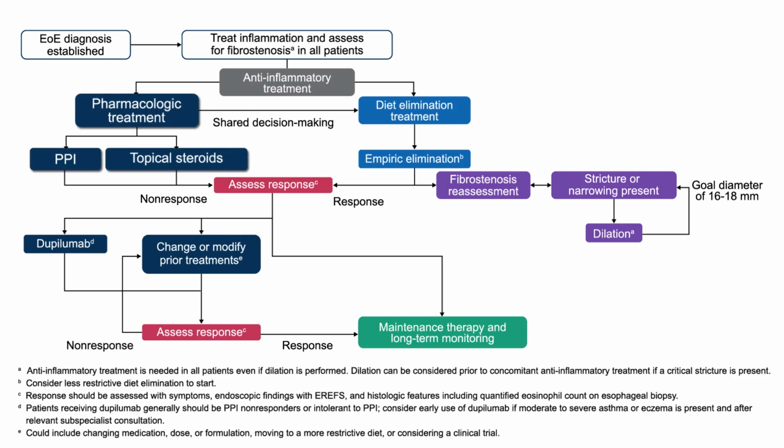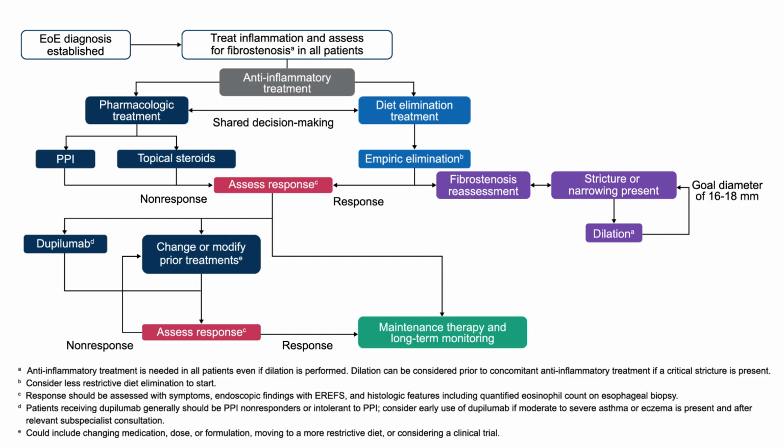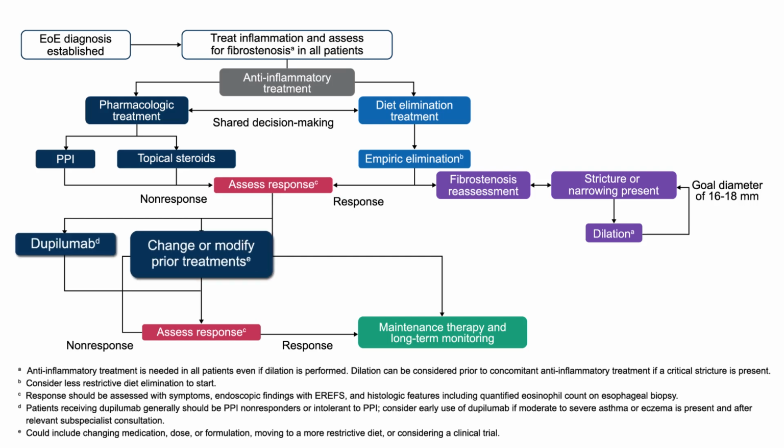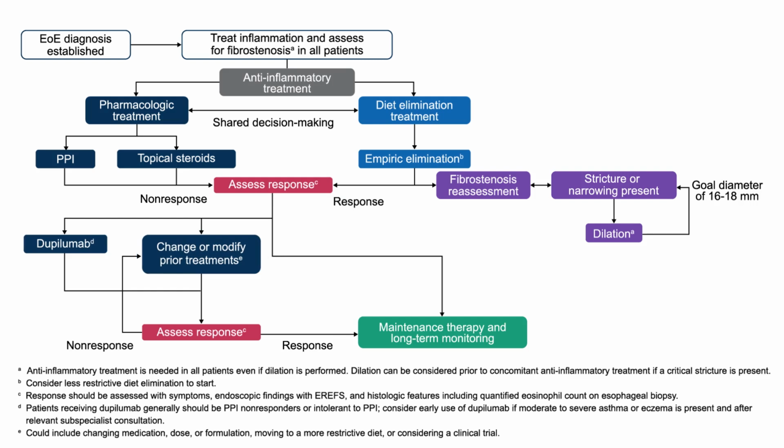Pharmacologic treatment can be divided into proton pump inhibitors or topical steroids. In patients who don't respond to those after they have an endoscopy, they can either be switched to dupilumab or change or modify their prior treatments. After this, they should continue to have response assessment, and they can go back to discuss what other options for treatment there may be. Another portion of the anti-inflammatory treatment is dietary elimination, which can include empiric elimination of different foods, and we'll get into that a little bit later on in the talk.